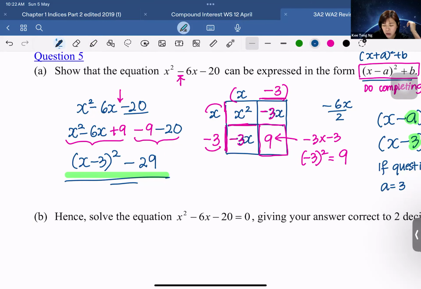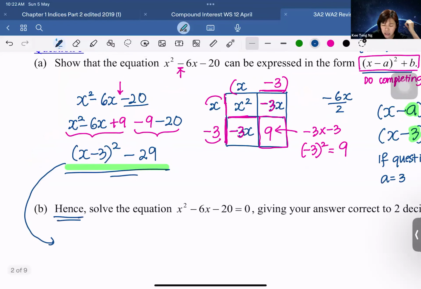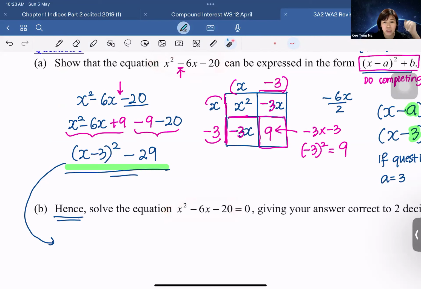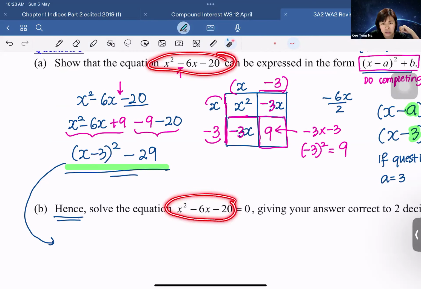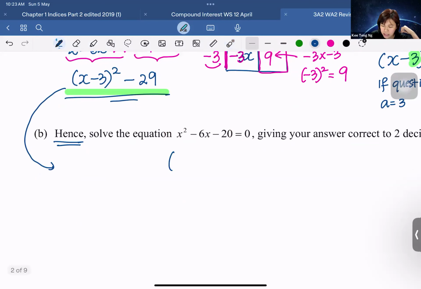Okay. Next part of the question says hence. What does the word hence mean? I must use the answer in part A. First, let us be safe and check: is this equation over here exactly the same as this? Because sometimes there might be one or two numbers that are different, that we need to do something to change. If not, then in most cases these two expressions are exactly the same. When they are exactly the same, I just replace the whole expression over here by our answer in part A.